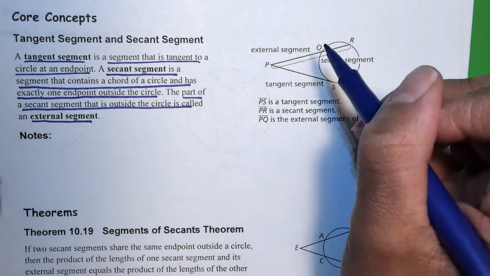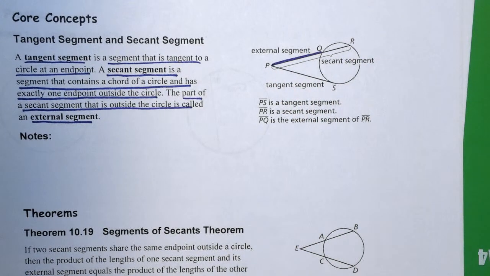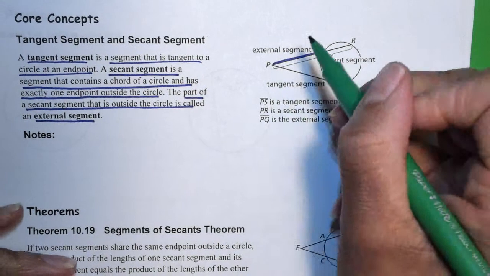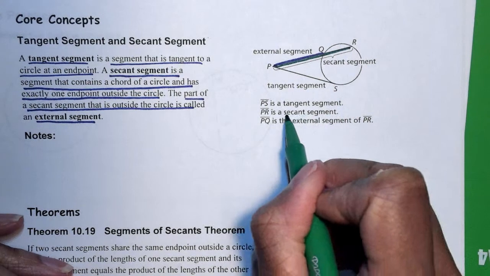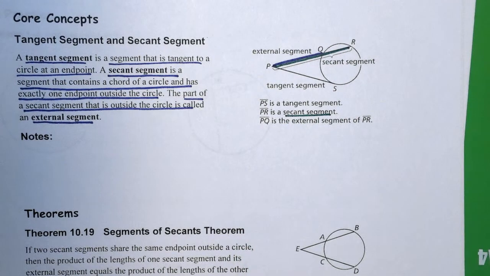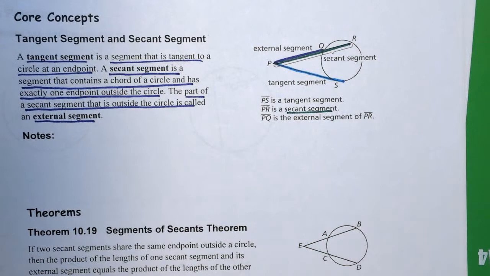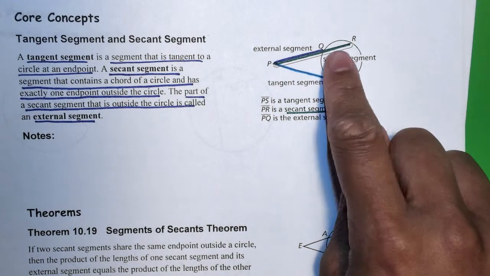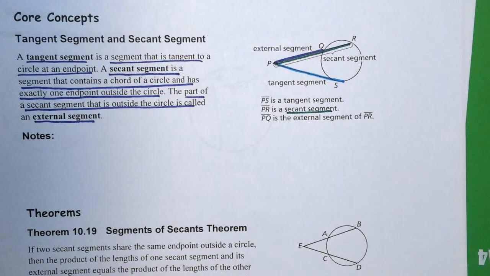Okay, so we have our external secant, which is just this part here. And then we have our secant segment, which is the entire segment. So in this case, PR is the secant segment. And then we have our tangent segment, which is PS. Note, secant segments intersect at 2 points. Tangents only intersect at 1, and normally on the edge of your circle. So that is some core concepts.